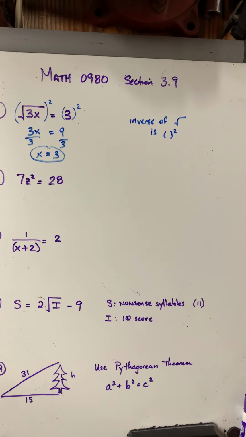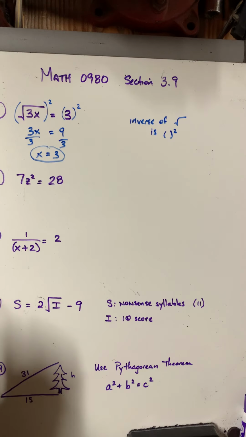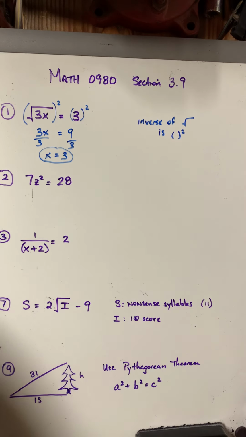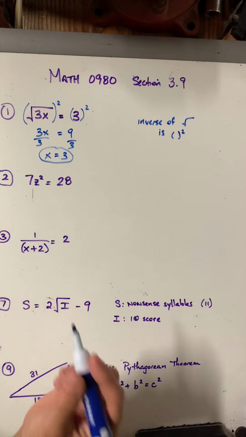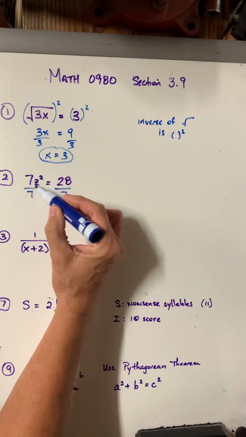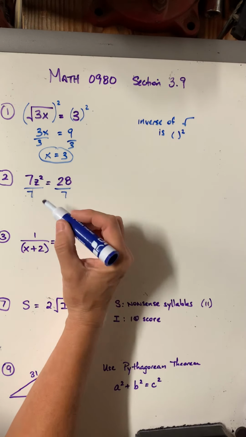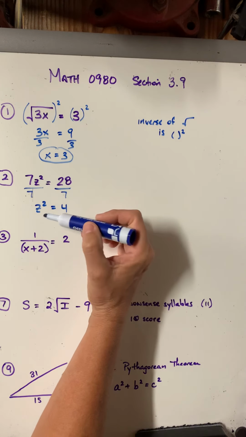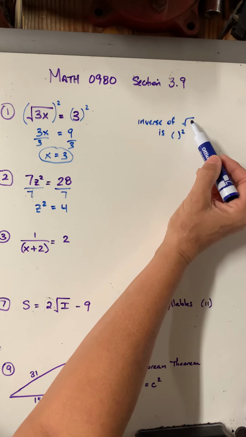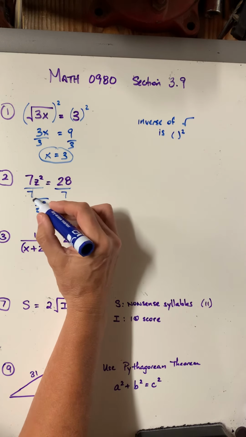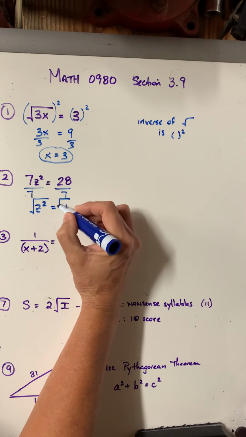All right, let's look at the next one. Let me see if you can see the numbers here. There you go. So that first one was problem 1 from your homework. The second one is problem 2. We're going to first divide by 7 so that we can start getting the z isolated. I get z squared equals 4. Now remember, the opposite of squaring is square rooting. So squaring and square rooting are inverses of each other. If I square root this side, I would then square root that side.